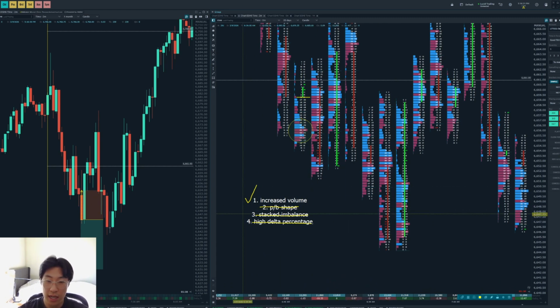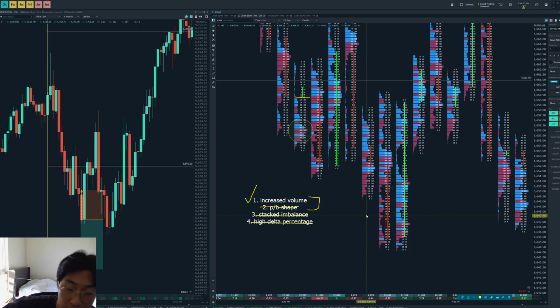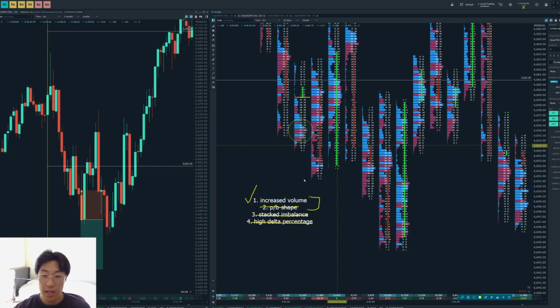So in order for me to take a real trade, these two for sure have to occur. The increase in volume and the P shape or B shape has to occur. That is the bare minimum. That is a B level trade, right? If those occur, then I look to see, did we get stacked imbalances? And then I look to see, what is the delta percentage looking like? But as long as we get the first two at a key level, I am good to take the trade.